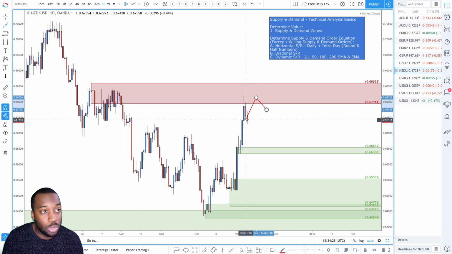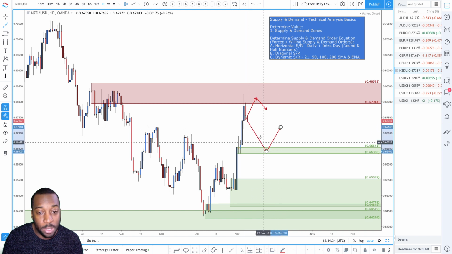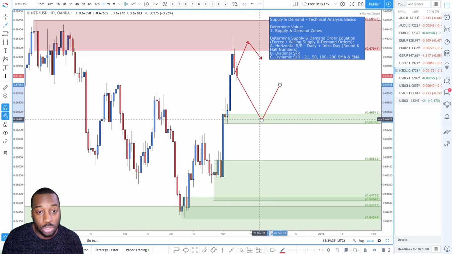If you're looking to get long on this currency pair, meaning that you're going to be buying the New Zealand dollar, you think it's undervalued somewhere, this is going to be the first area to look for a long trade, at this demand zone right here.